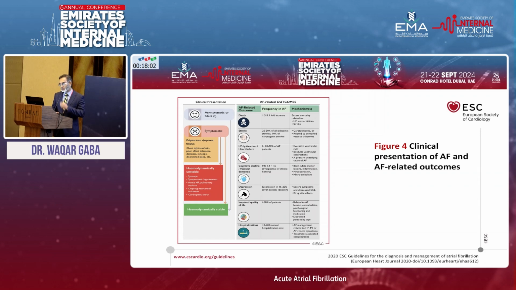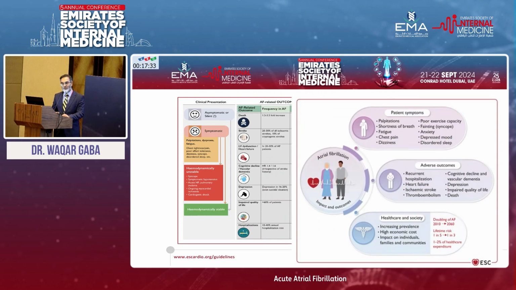So how do we present this? How does AF present? This is from the 2020 guidelines. As you could see, it could be asymptomatic. Patients have a high mortality. Patients might have a stroke. 20 to 30% of ischemic strokes are related to atrial fibrillation. You might have heart failure. You might have cognitive decline, depression, impaired quality of life. So lots of risk factors, lots of reasons why AF is important.